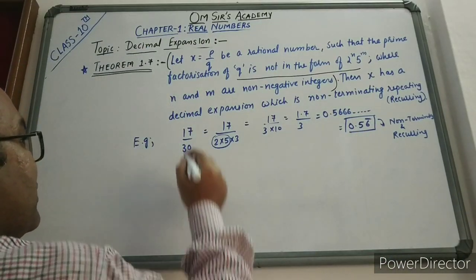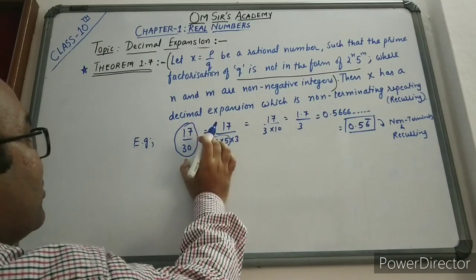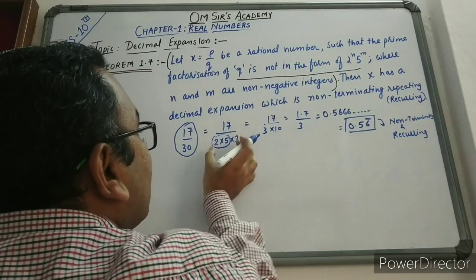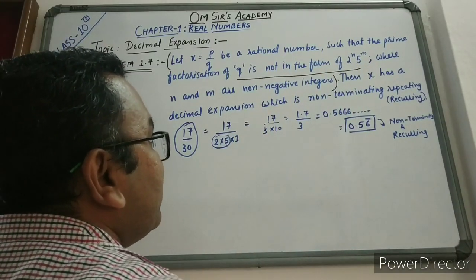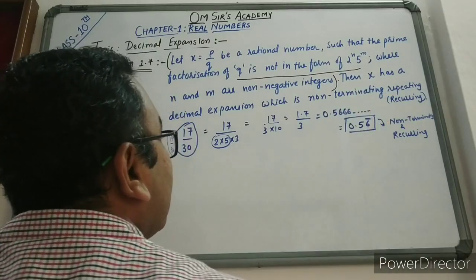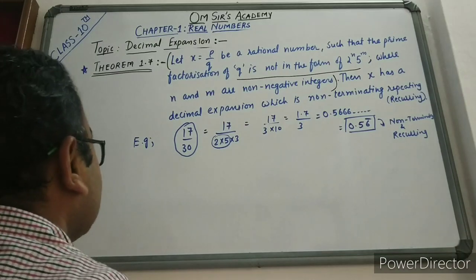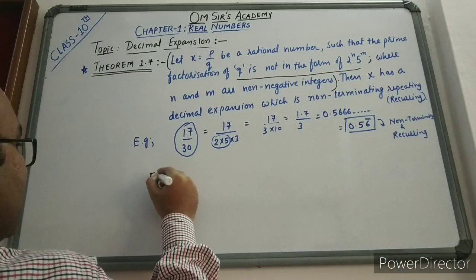Okay, so this is the example in which x is in the p by q form, but q is not in the form of 2 raised to n and 5 raised to m. Then its decimal expansion, what will it be? Non-terminating and recurring. So friends, let us quickly revise these theorems.